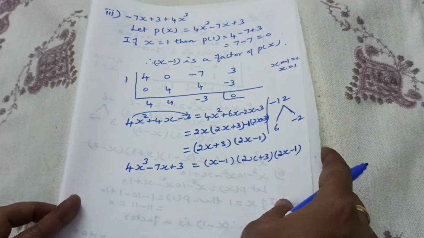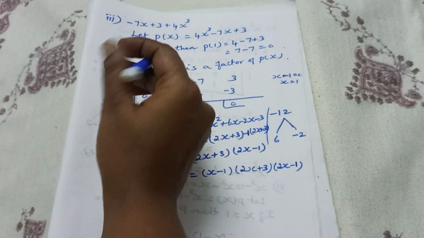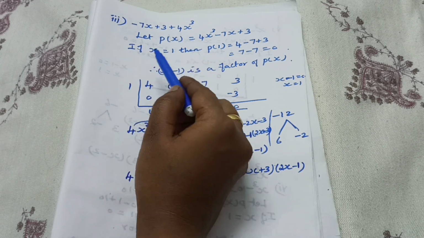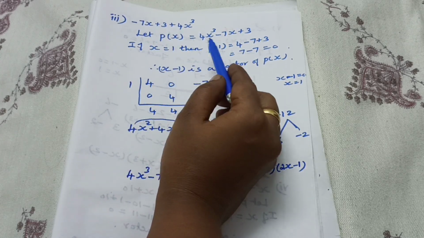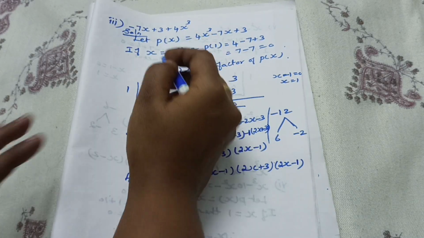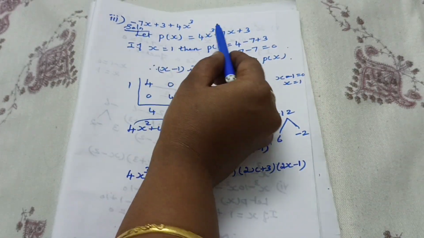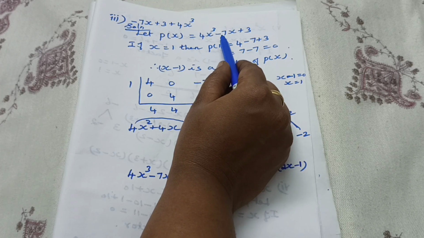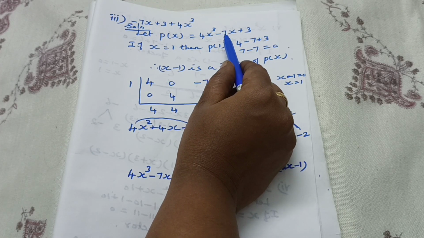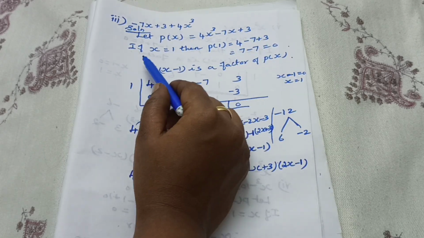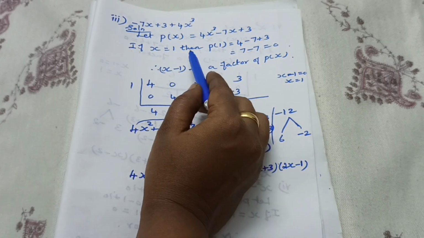Okay, then next, third question is, third one, minus 7x plus 3 plus 4x cube. We have to take let p of x is equal to this polynomial. P of x is equal to, and order wise you should write it: 4x cube minus 0 x square. X square is missing, isn't it? And then minus 7x plus 3. Arrange it. Like this also we can do.